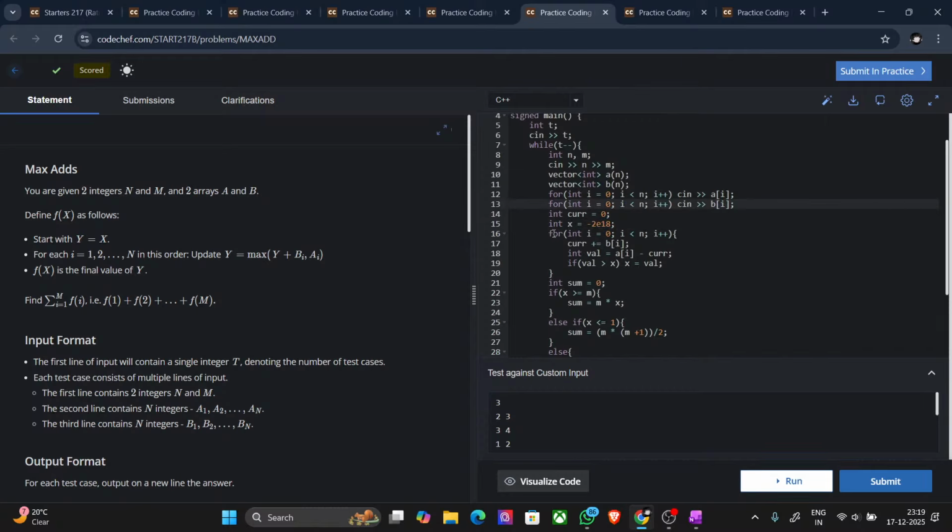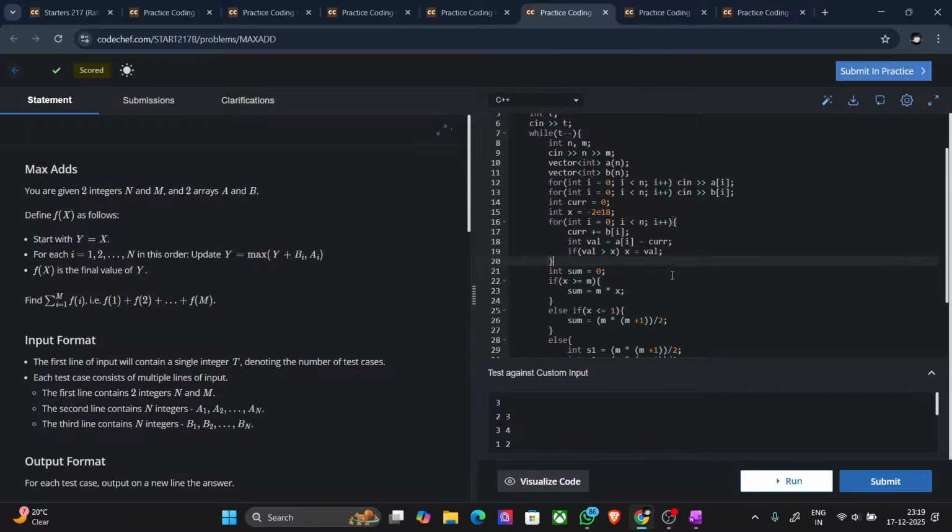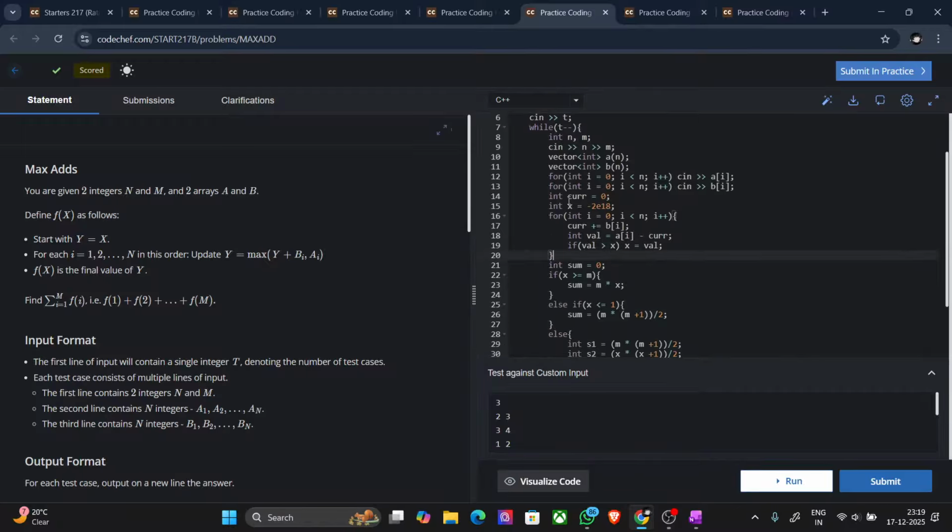And for this current value, I have taken the sum up to bn, which is the total sum of the array. Then for each value of ai minus current, if the value is greater than x, then x will be equal to value, where my k is equal to value. Consider this as k, right? Now what is the summation part?